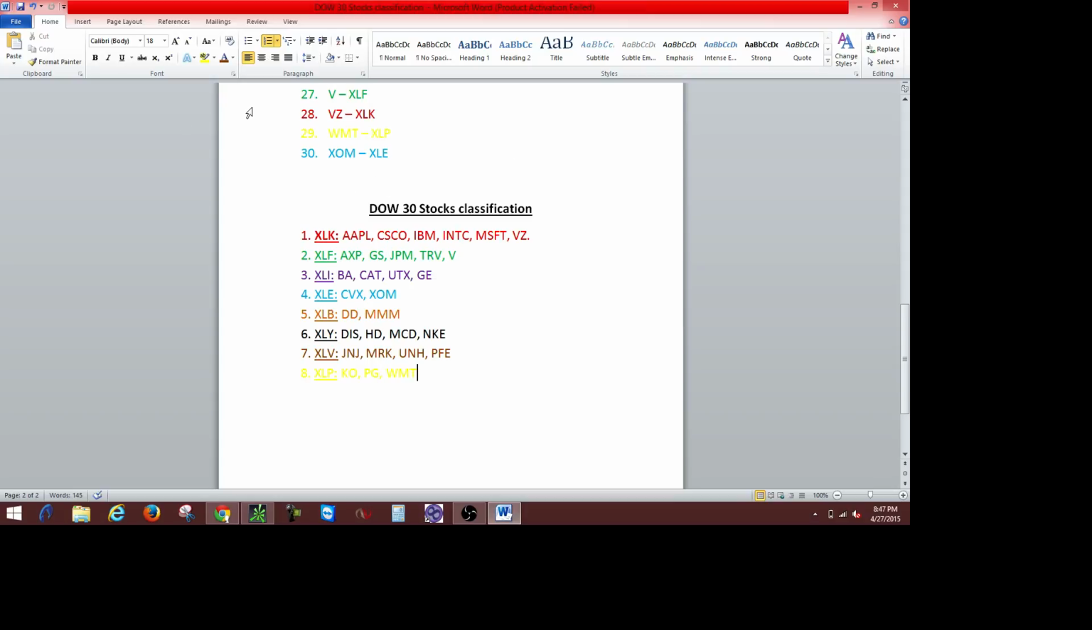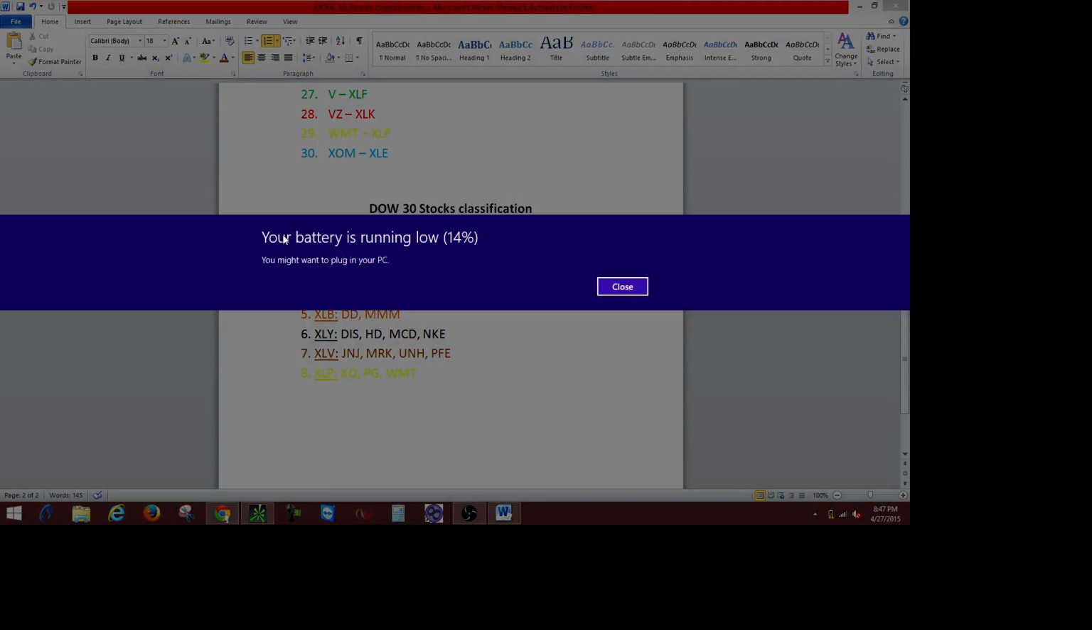So now that you know that these are all divided up, this is how you're going to become a better trader, right? People do analysis, but you need to go a little bit beyond that.